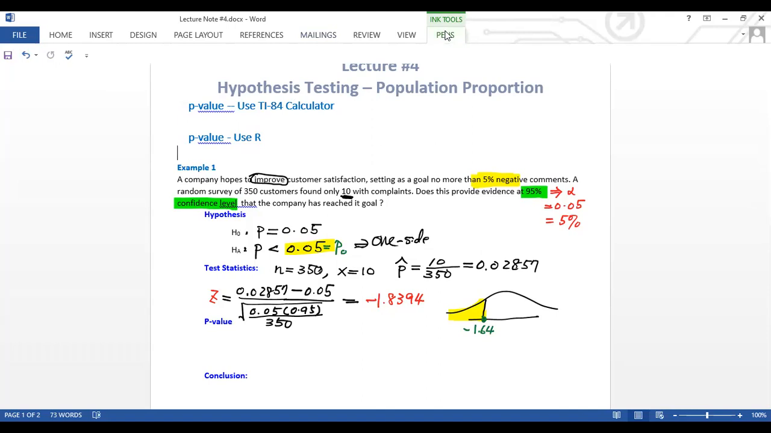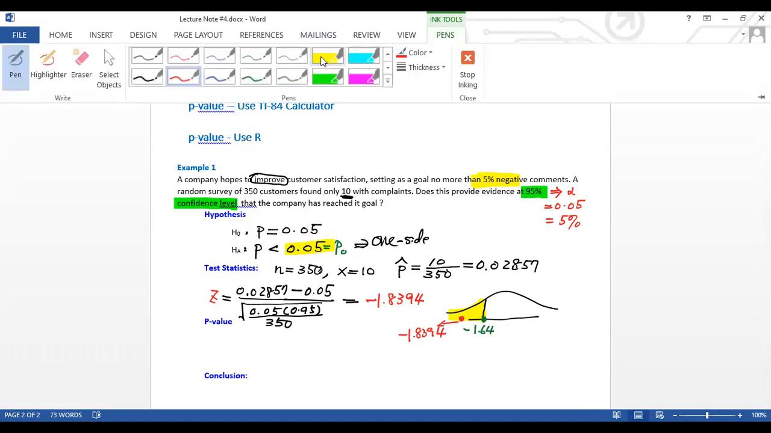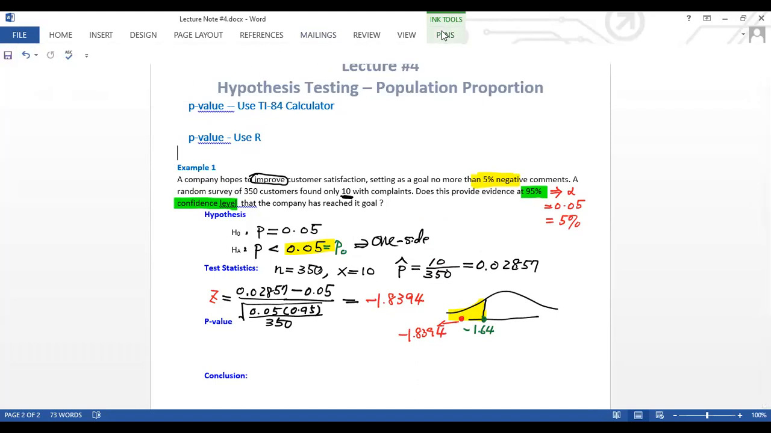And now take a look. What is your Z value? Your Z value is negative 1.8394. Where is the Z value? Here, right? Because the test statistic value is inside the rejection region. This yellow area, we call the rejection region, right? So you see your Z-test is inside the rejection region.